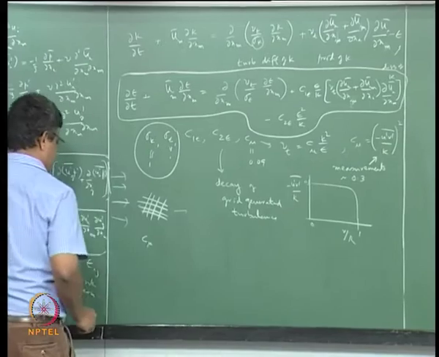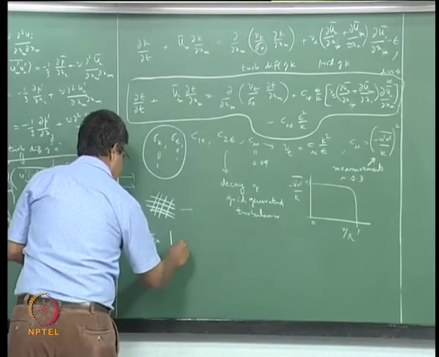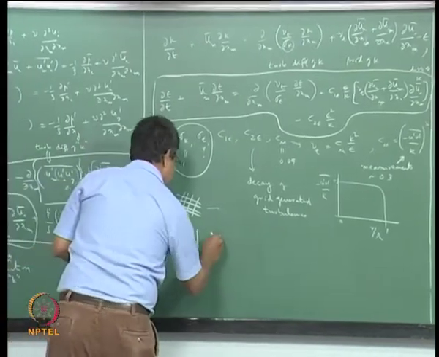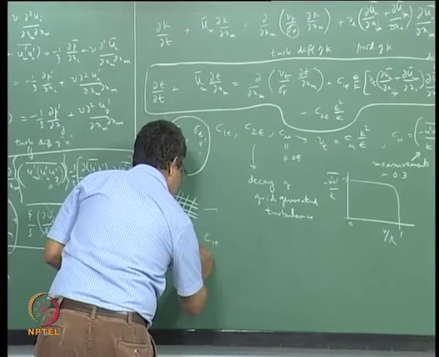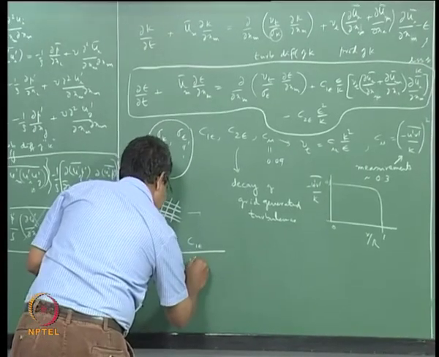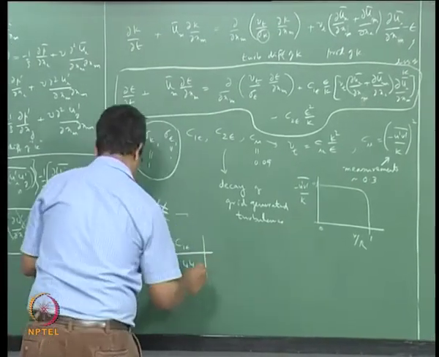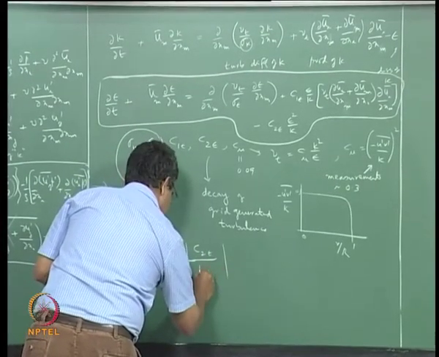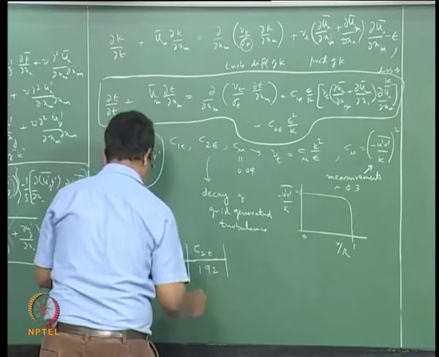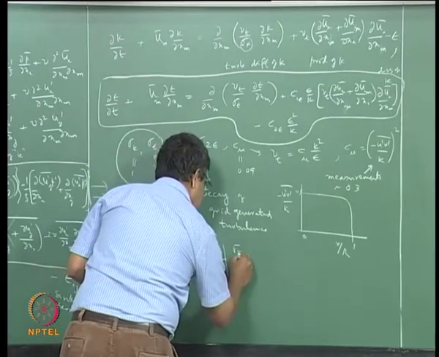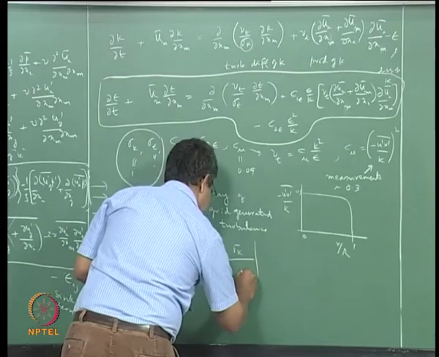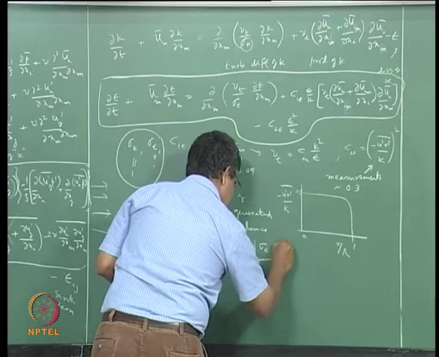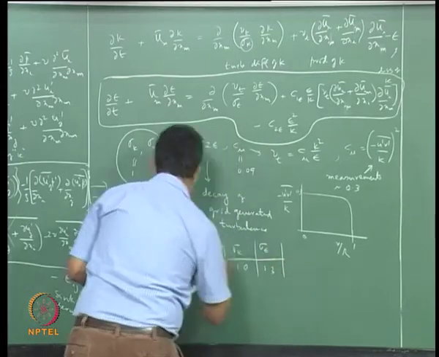and so based on these considerations we can fix the overall values for the constants. These vary from person to person. C mu is 0.09, C1 epsilon is 1.44, C2 epsilon is 1.92, sigma k is 1.0, and sigma epsilon is 1.3.